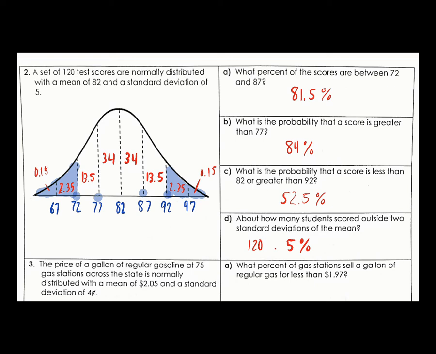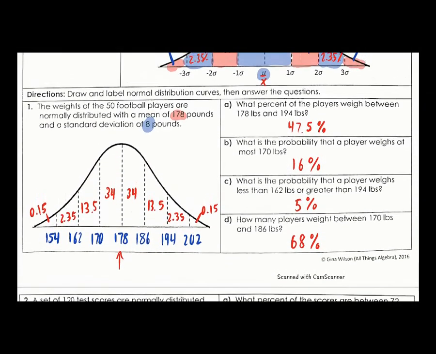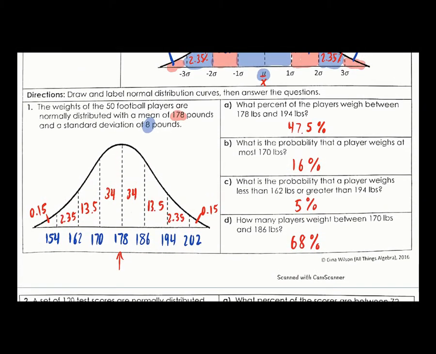Now, how do I do that? That's 0.05. So 120 times 0.05 is 6. There are 6 students who can type outside of 2 standard deviations from the mean. And then go back up here to number 1. A says what percent, we're good there. B says what probability, we're good there. C says what probability, we're good there.